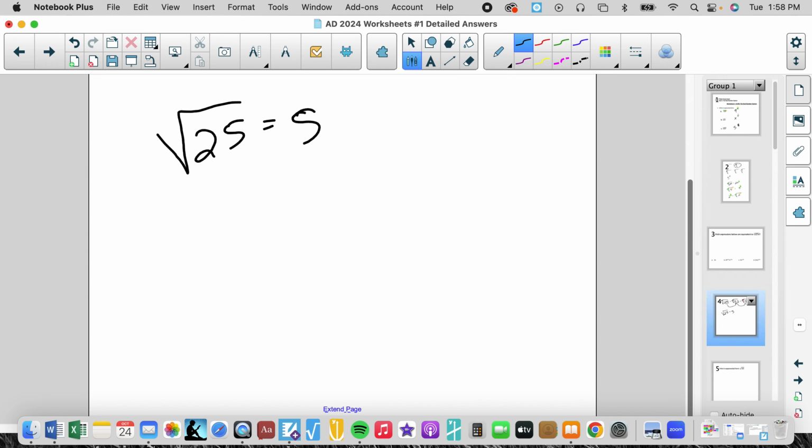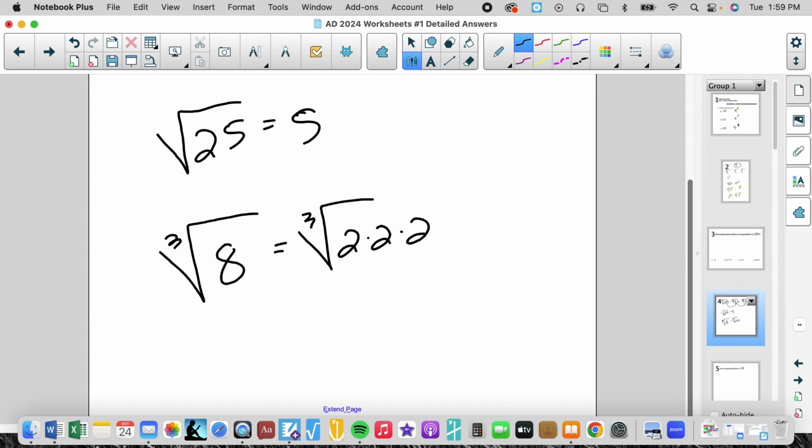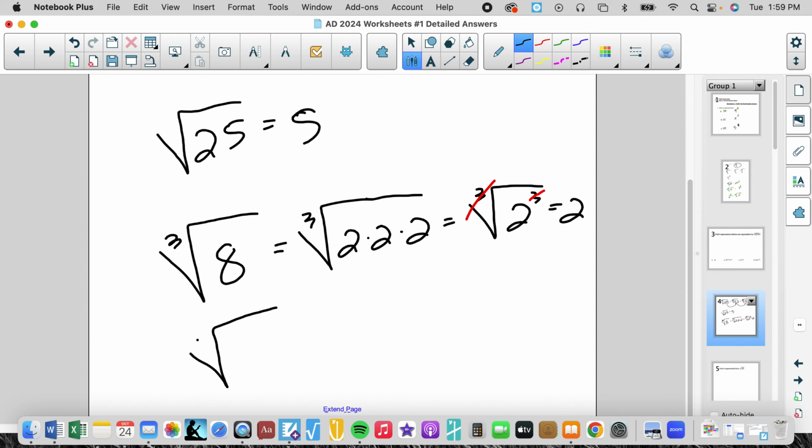Now let's do this one. What if I have the cube root of 8? I memorized that. I know it's going to equal 2. But let's see why it equals 2. Because I can write the same base. I can write 2 times 2 times 2. I'm looking for a base that is the same 3 times, and that's 2 to the third. And again, a cube root cancels with a cube and leaves me with my base 2. So the cube root of 8 equals 2.